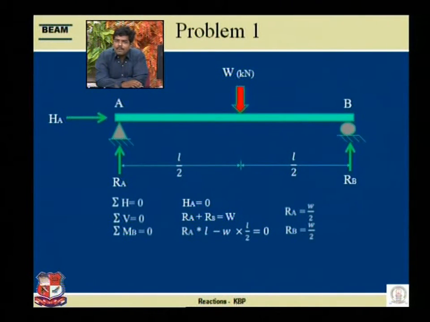It means that if a beam is subjected to vertical forces, then this HA always comes to be 0. Second condition, sigma V is equal to 0. Summation of all the vertical components of the forces acting is equal to 0. Assuming, as I stated in the previous slide, the sign convention, upward is positive. So RA upward plus sign, RB upward plus sign is equal to W, or we may write it over here like this also.